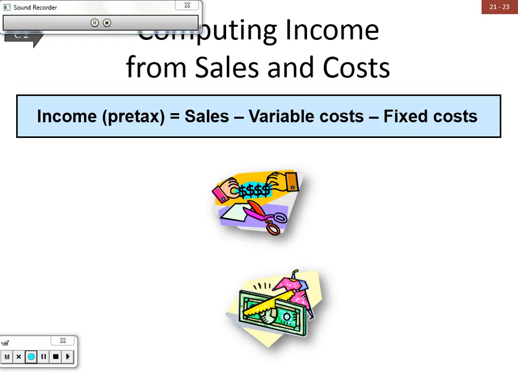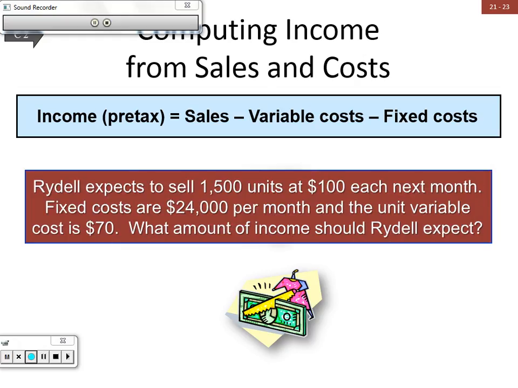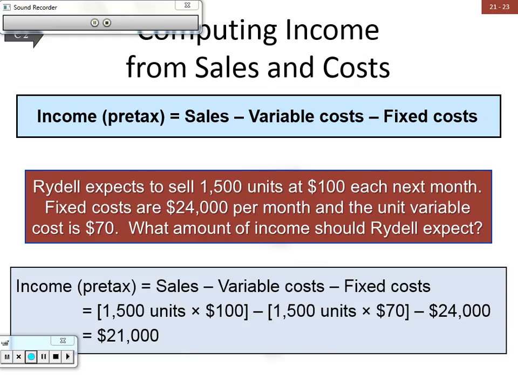Now, sometimes when you're doing income, you can't just find the income. You have to make sure that it's pre-tax, right? So income pre-tax equals sales minus variable costs minus fixed costs. That's important because sometimes you need to find the pre-tax income. The example they give you here: they expect to sell 1,500 units at $100 for each unit next month. Fixed costs are about $24,000. Variable cost per unit is about $70. What amount of income should Rydell expect?